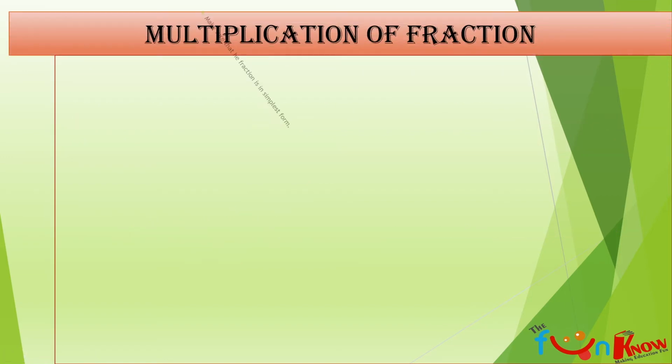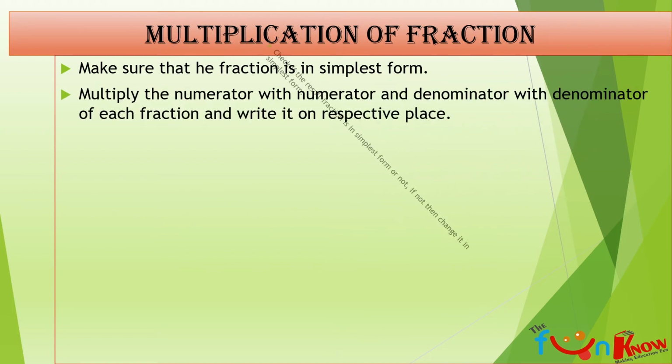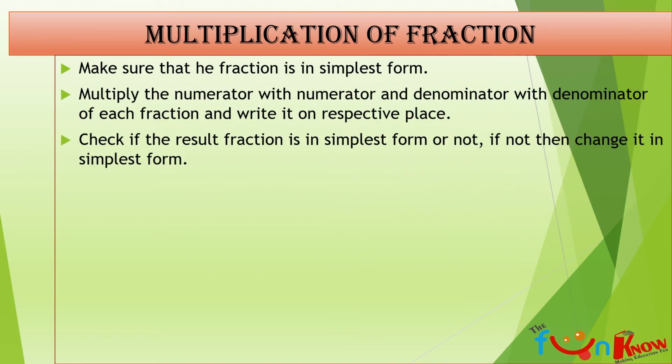Now another example, multiplication of fractions, students. Make sure the fraction is in simplest form. You have to just make sure whatever the fraction is, it is in simplest form. Multiply the numerator with the numerator and denominator with the denominator. Means first you have to multiply the numerator with the numerator and the denominator with the denominator of each fraction, and write them in their respective places. Check if the result fraction is in simplest form or not. If not in simplest form, then convert it to simplest.